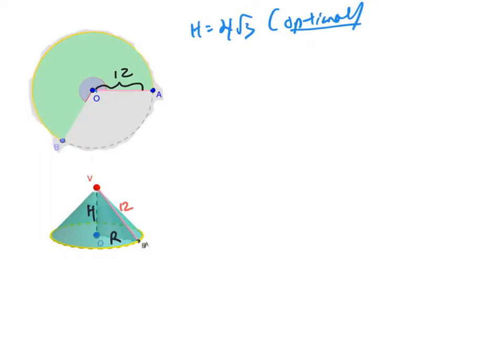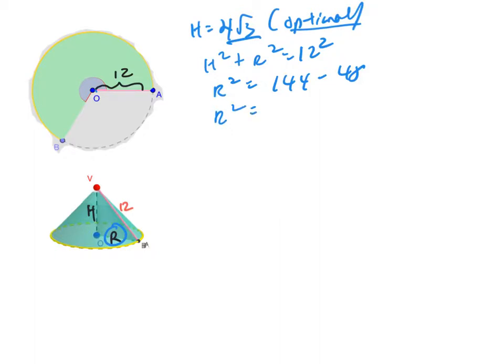Let's figure out the radius. In other words, h squared plus r squared is equal to 12 squared. r squared is equal to 144 minus 48. I just squared this number here. And that becomes r squared is equal to 96, and I'm going to take the square root of this 96. That becomes, I believe, 4 root 6.